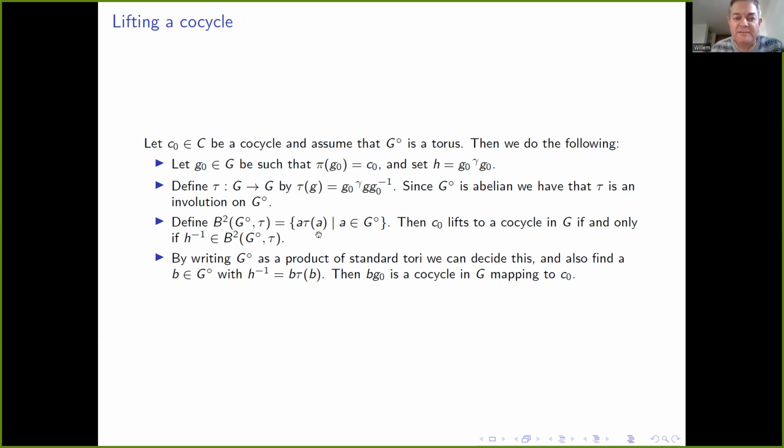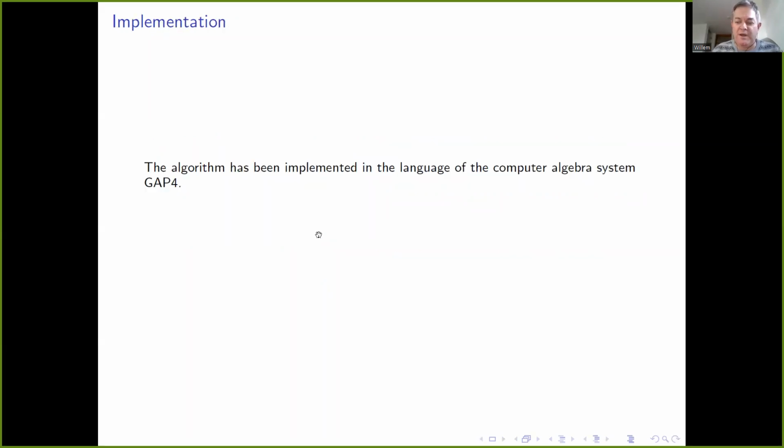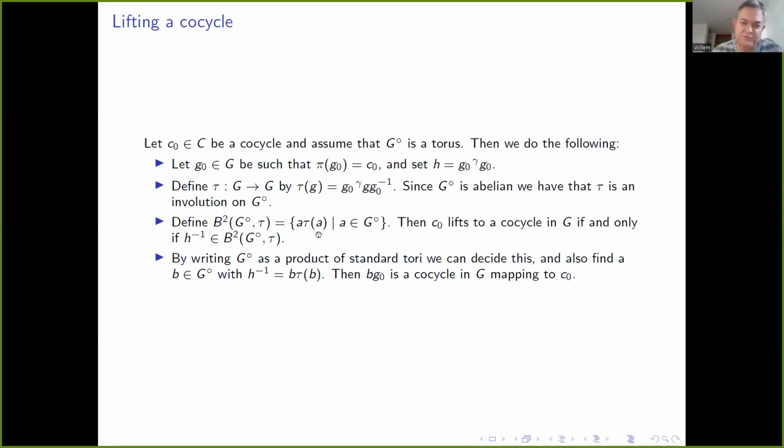And how can we then decide this? We can decide this again by writing G naught, which is a torus, as a product of standard tori, as I did before. And we decided on the level of each little standard torus, and we sort of glue the answer together to the big torus. Okay, so that's more or less how it can be done if it is a torus. I will not go into the details here, but if you just look at this for 10 minutes, it's pretty straightforward.